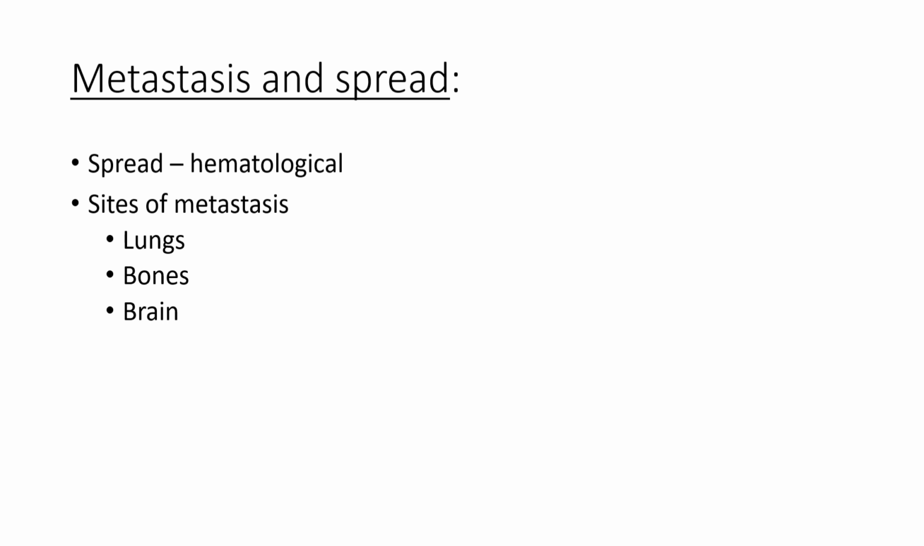Since osteosarcoma is a malignant tumor, it metastasizes and spreads to different regions. Its route of spread is the hematogenous route, that is through the blood. Its sites of metastasis are the lungs, other bones, and the brain.